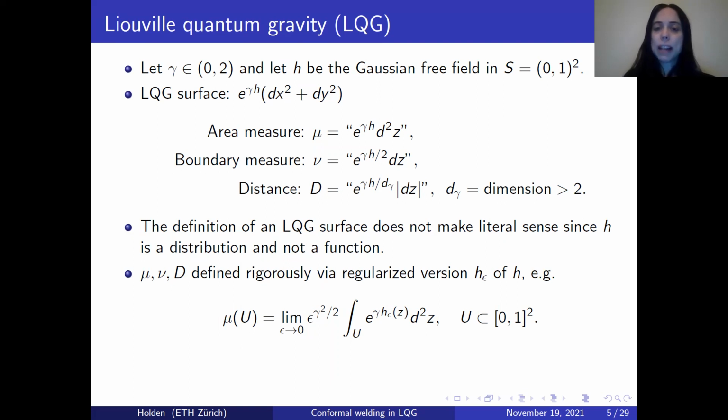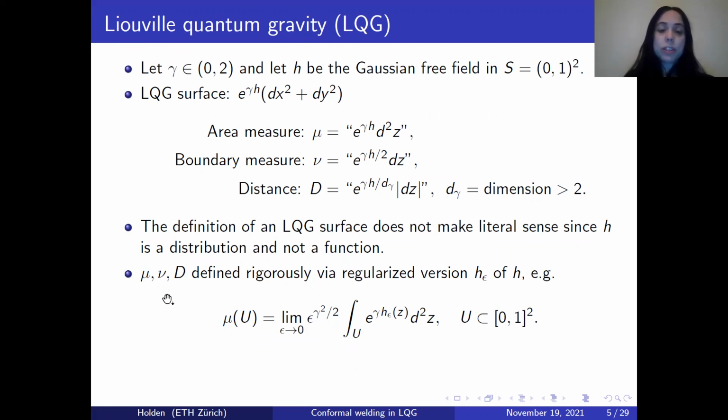The precise numerical value of d sub gamma is not known, but it's known to be some number which is strictly greater than 2. So this definition of an LQG surface doesn't make rigorous sense because h is a distribution and not a function, so it's not obvious what e to the power some constant times h means. But both the two measures mu and nu and the metric d can be defined rigorously by regularizing the field.